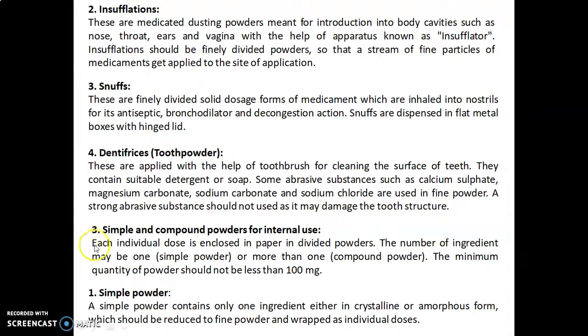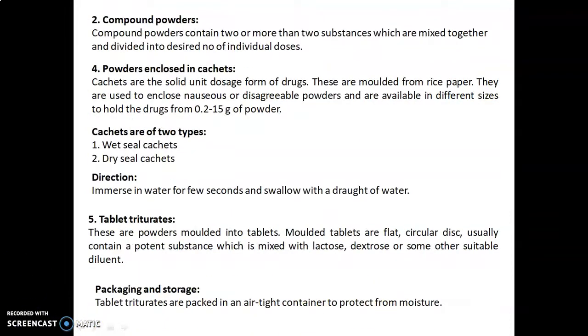Then next, third class, that is the simple and compound powder for internal use. This is the main class of the powder. Each individual dose is enclosed in paper. In the divided powders, the number of ingredients may be one, a simple powder, or more than one, that is compound powder. The minimum quantity of powder should not be less than 100 mg. Simple powder: a simple powder contains only one ingredient, either in a crystalline or amorphous form, which should be reduced to fine powder and wrapped as individual doses.